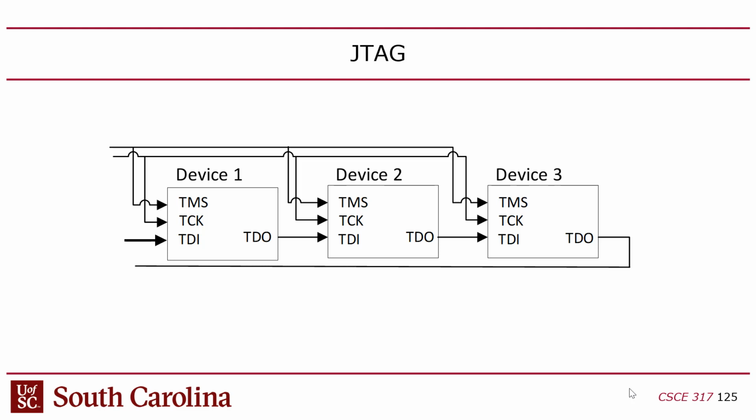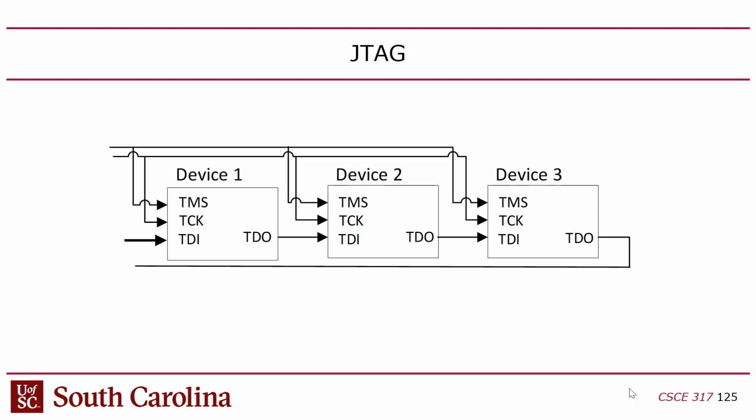You can have multiple devices on this chain, and there's a big shift register inside each device, and then the devices themselves act like a big shift register. So you have the test data in coming into one device, and the data coming out of test data out is then passed to the next test data in, and on and on. So it's kind of like the daisy-chained SPI configuration that we talked about for multi-slave SPI.